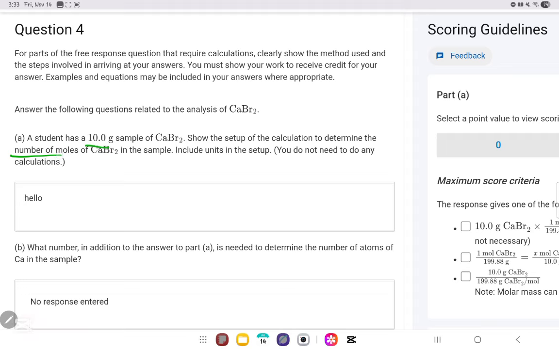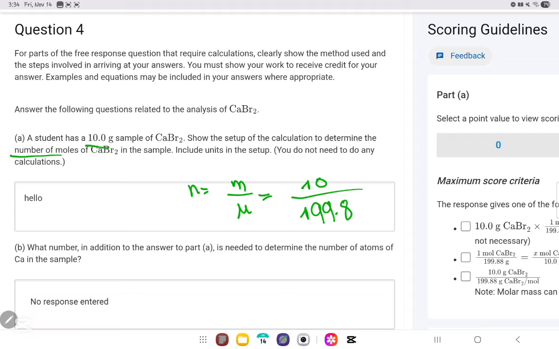This is very easy. You can say number of moles equals mass over molar mass. So it's going to be 10 over the molar mass of CaBr2. Ca has a molar mass of 40, plus Br has a molar mass of 79.9, so basically 80. So 40 plus 80 times 2, that's going to be 200. Actually, they didn't take it as 80. They took it as 79.9. So let's take it as 79.9. So anyways, it's going to be 10 over 199.8.